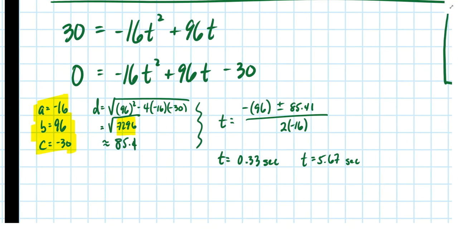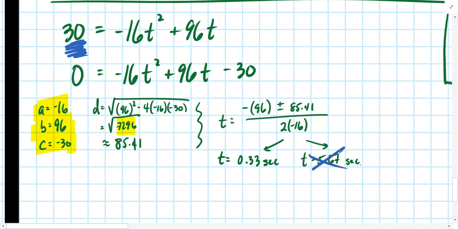Wait a minute, let me take that back. I haven't done that part yet. There are 2 times when the height of the grapefruit will be 30 feet, when it goes up and when it comes down. Now the square root of 7296 is what's going to be plugged into the quadratic formula, and that ended up being 85.41. So the opposite of b plus or minus that whole square root divided by 2a gave me 2 solutions at 0.33 and 5.67.